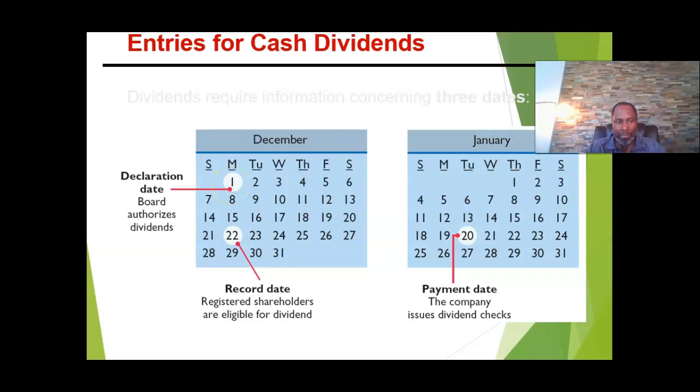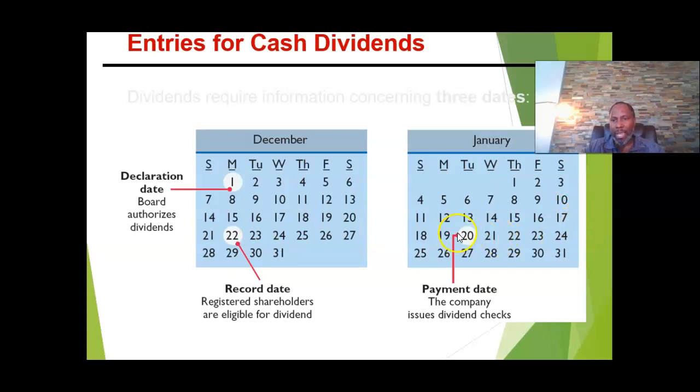your declaration date. Next, you have the record date, sometimes called the date of record. This is saying that whoever owns the stock as of this date will receive the actual dividend payment. So this tells the company who they're going to pay the dividends out to. Whichever stockholder is registered as owning the stock as of this date is going to receive the actual dividend payment.